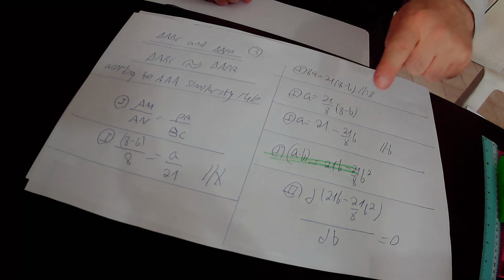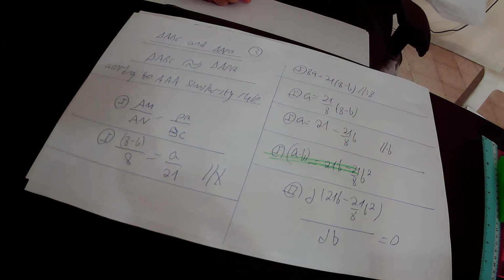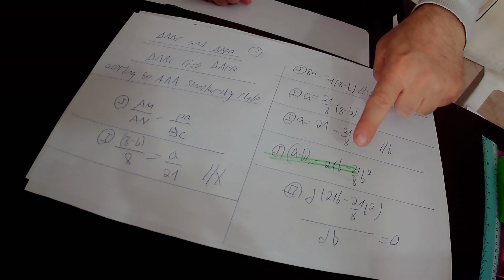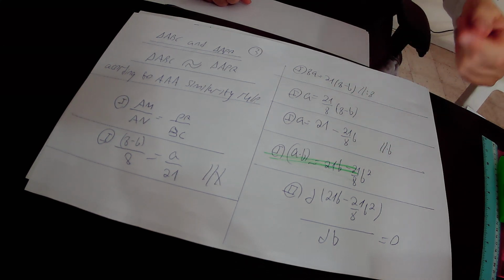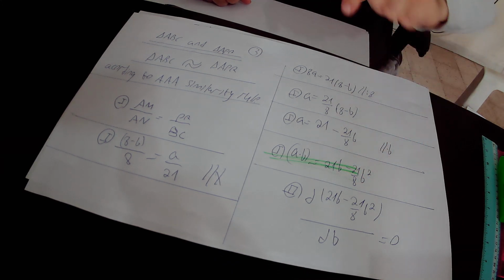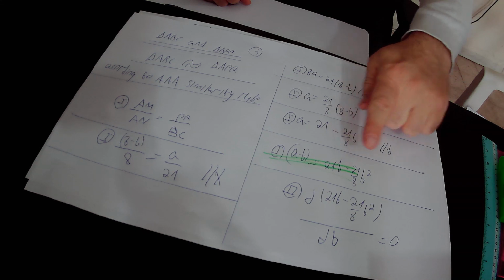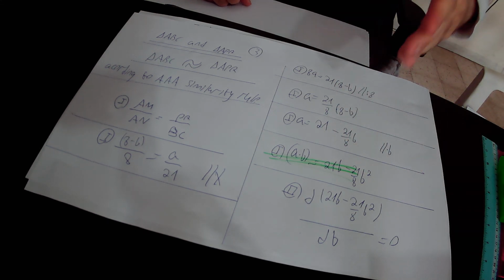So in the first step we differentiated this area function. D is for derivative, so we took the derivative of the function area, that is 21B minus 21 over 8 times B squared, with respect to the independent variable B, the width. And we equated this derivative to 0 in order to find the extreme points of this function.